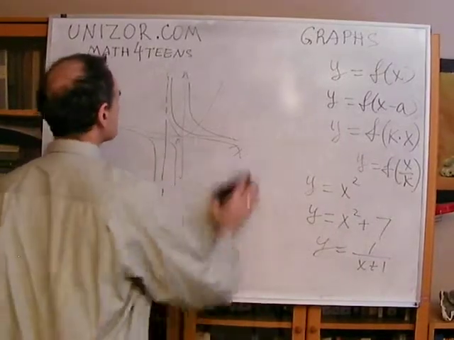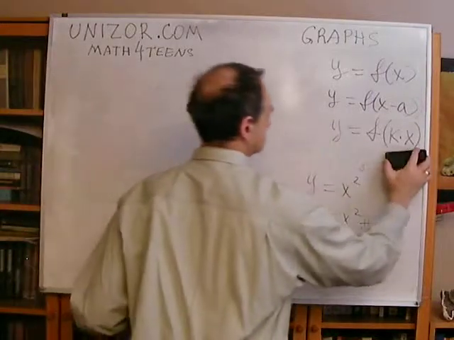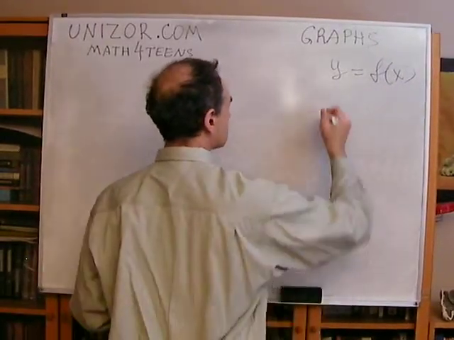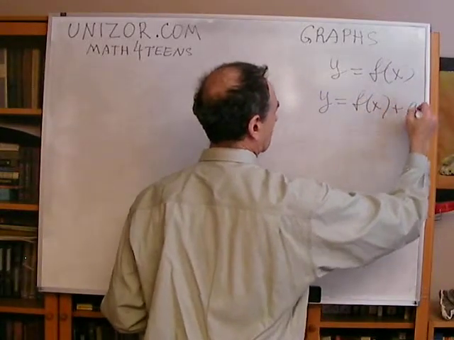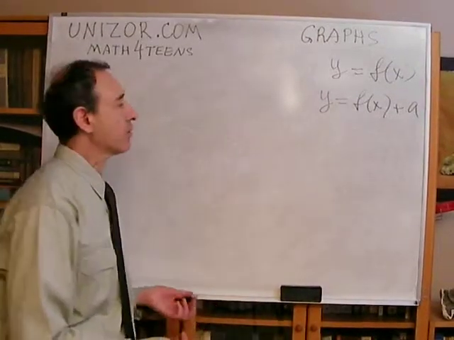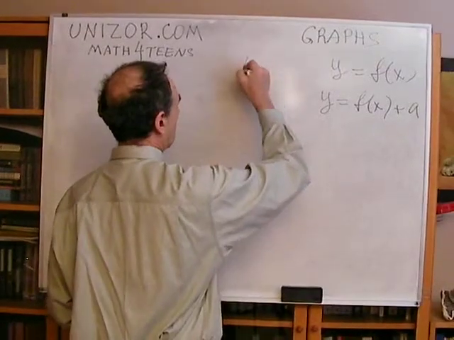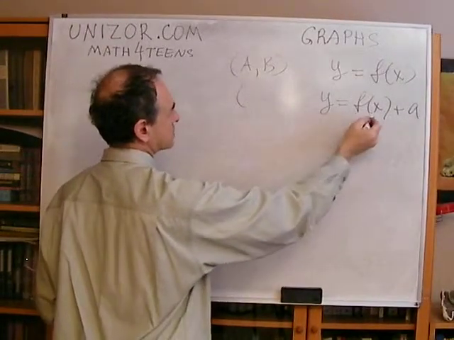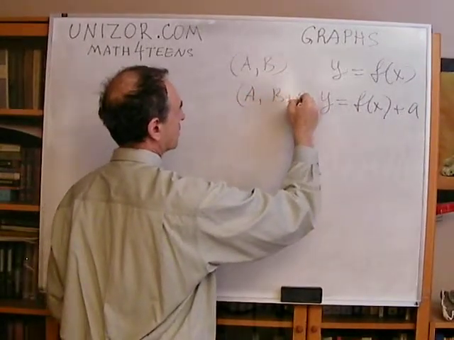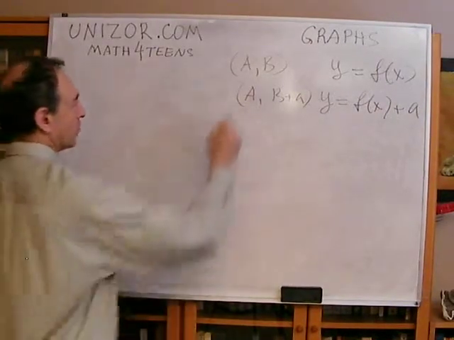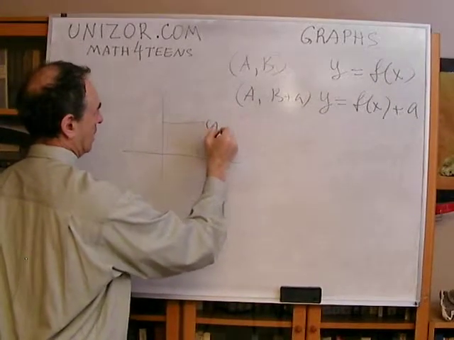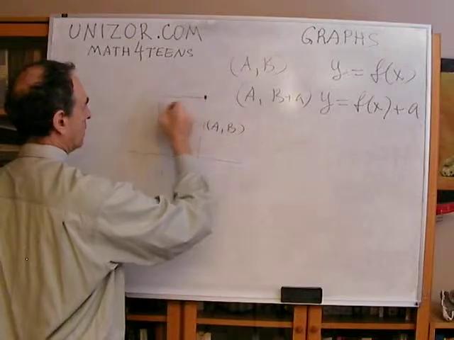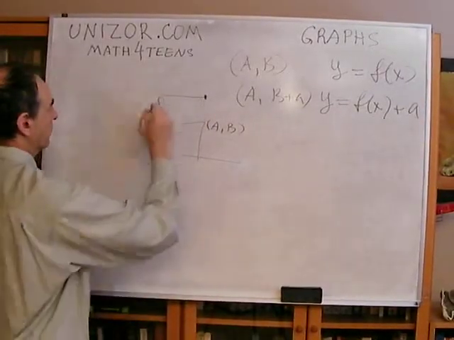How about the function? Well, that's even easier. If you add something to the function, obviously it shifts the whole graph upwards by a units. Why? Because if (a, b) was a point on this graph, then if you substitute a here, the point (a, b plus a) will be on the new graph, right? So for each point (a, b) of the old graph, the new graph will have the same a and b plus a afterwards. This is the segment of a on the y-axis.